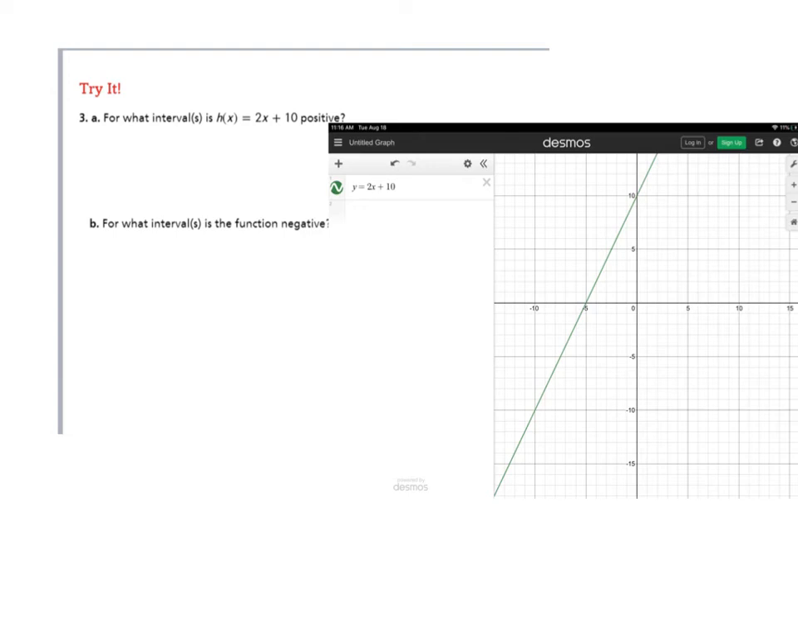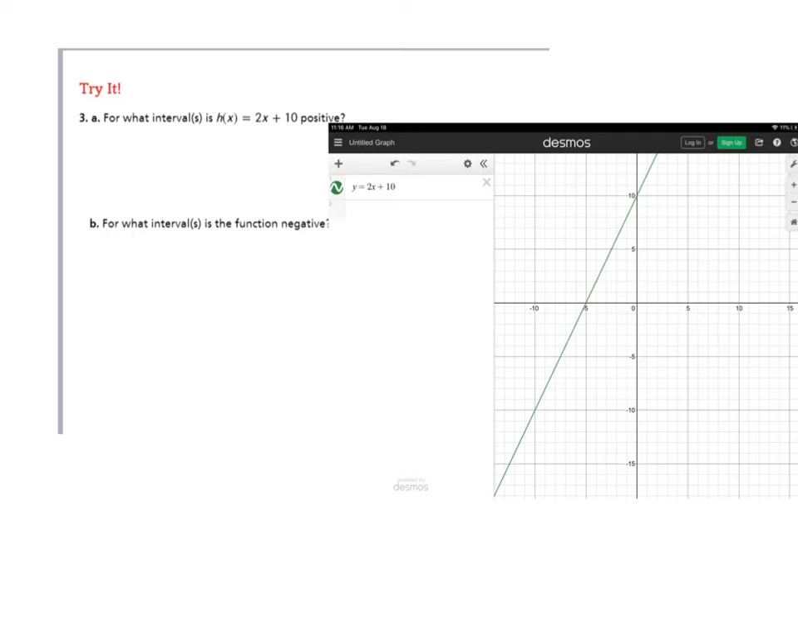All right, guys, we're going to do Try It problem number 3 from section 1.1. And this one's actually a pretty easy problem, especially if you use your Desmos calculator. So go on and grab your Desmos calculator either on desmos.com or in your app.